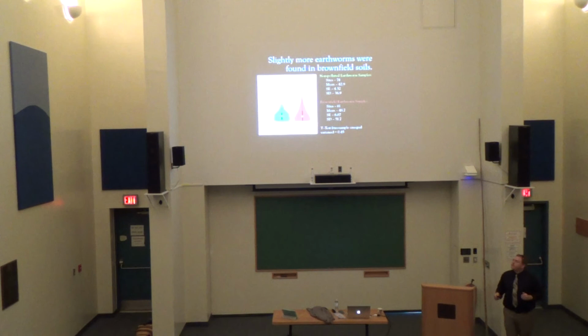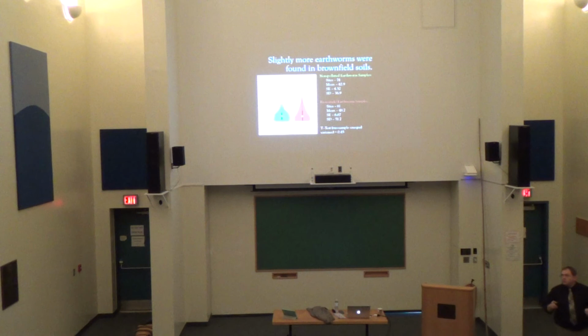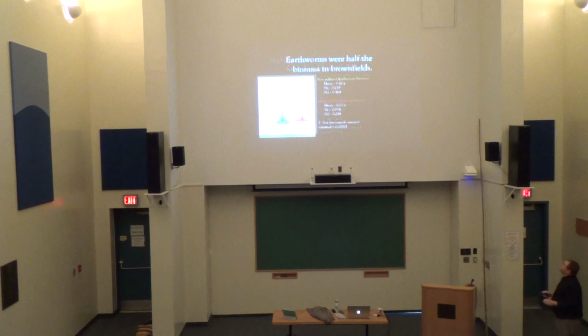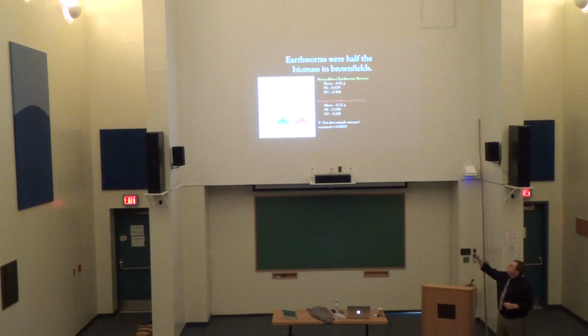In brownfield sites, the average per square meter is 48.7. So although not statistically significant, it still should be very surprising that we're pulling more earthworms out of contaminated soils. Even more surprising than that is the fact that the average weight of earthworms from brownfields is half of what it is in areas from non-polluted sites. So not only are there more earthworms, but they're literally half the weight, or half the size.